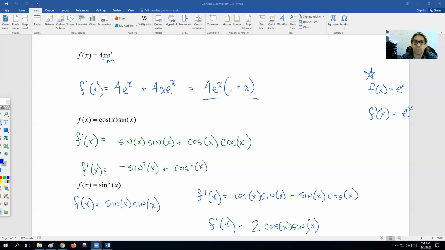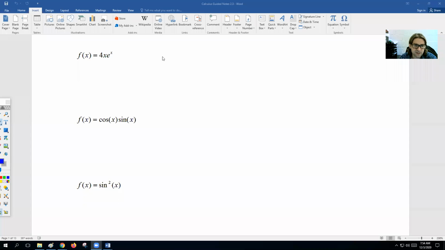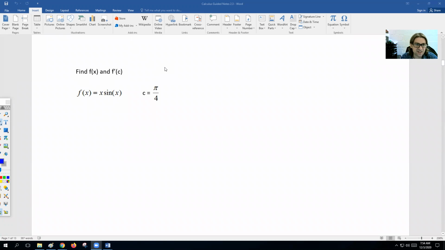Okay, so there's a brief breakdown of the product rule. Now we can apply the product rule to other things. Remember, we can always use the derivative to find the slope at any point. So if we have x times sine of x, and we have a point on there at pi over 4, let's find what the derivative is. Actually, that should say what's f prime of x.